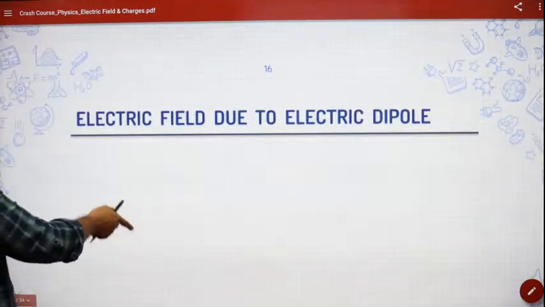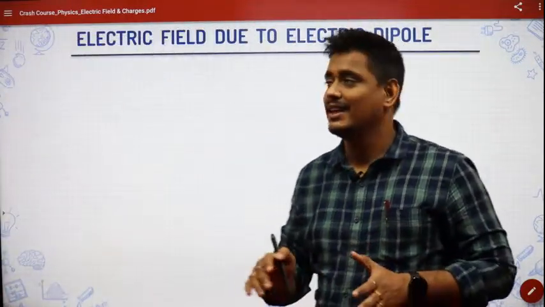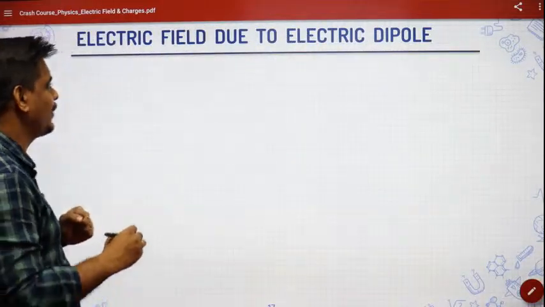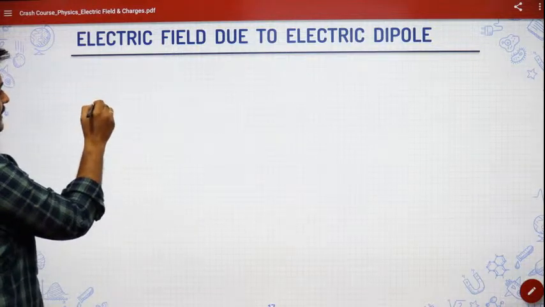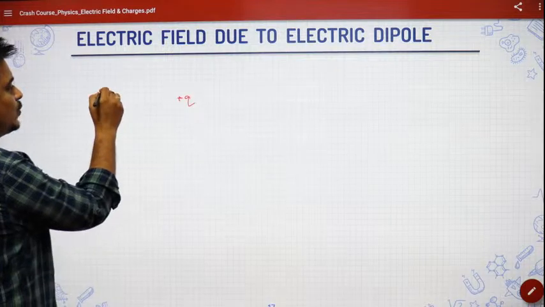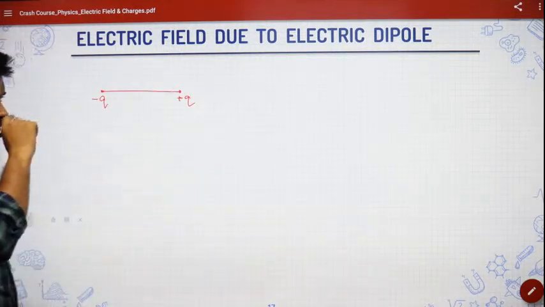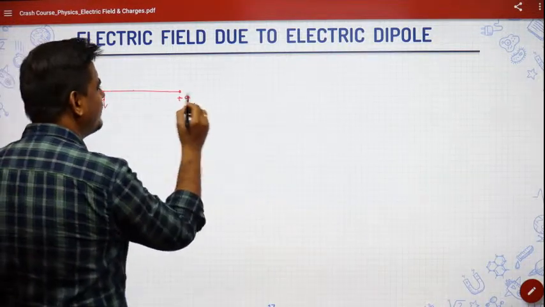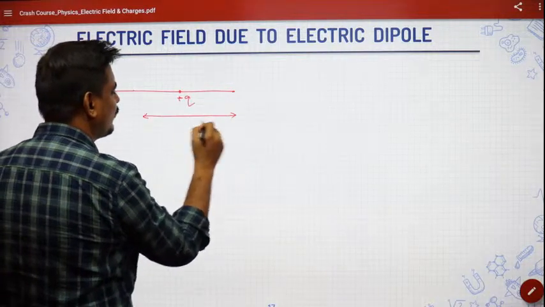After knowing what is dipole moment, let us try to find the electric field due to the dipole moment, at an axial point and at an equatorial point. When I say axial point, I have a dipole like this. Minus q is there and plus q is there. So I have two equal and opposite charges separated by a very small distance. If I take an axial point, meaning any point on this axis, on this line, suppose I'm taking it at a distance of x from its center.